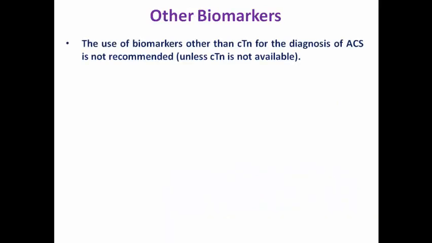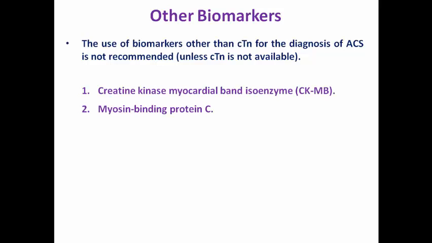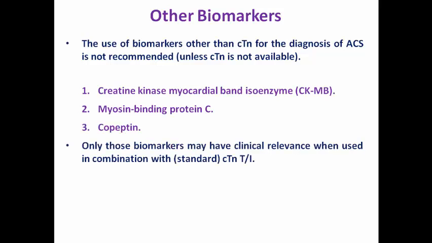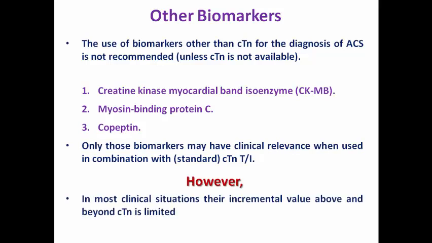What about the other biomarkers? So far, they are not recommended to be used unless cardiac troponin is not available. For example, CK-MB, myosin binding protein C, or copeptin. Sometimes they may have clinical relevance when they are combined with the standard cardiac troponin. However, in most clinical situations, their incremental value above and beyond cardiac troponin is limited. So, whenever possible, use troponin, better to be high sensitivity. Not available, use the other biomarkers.